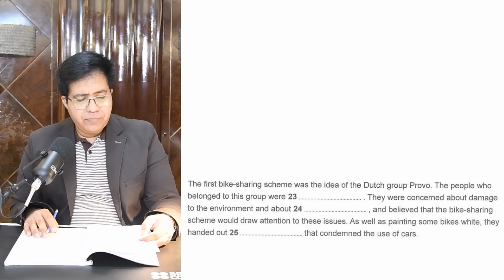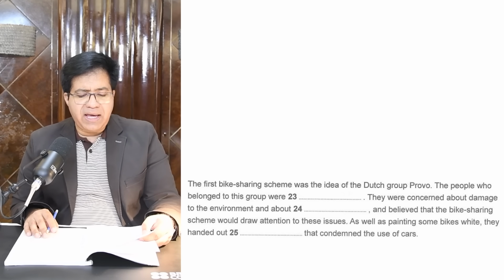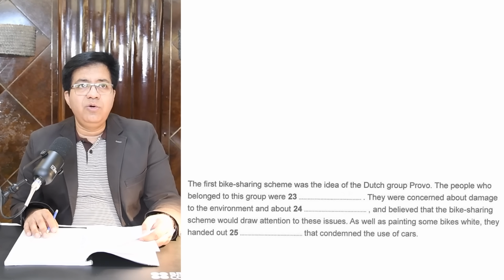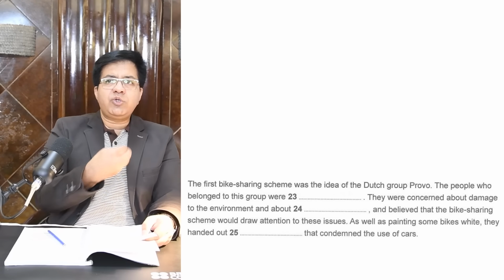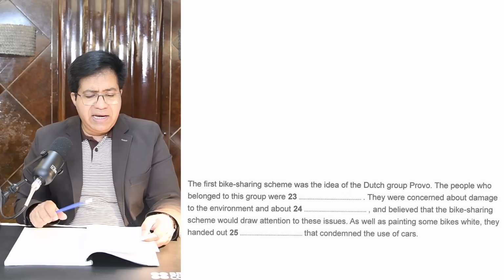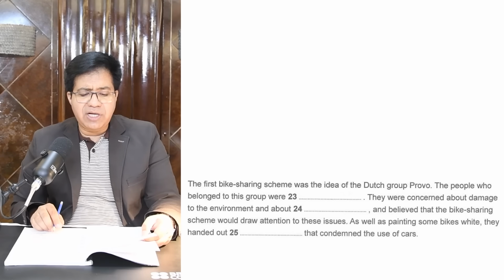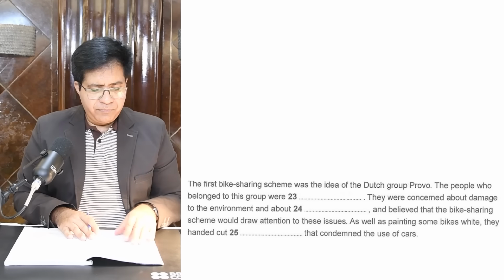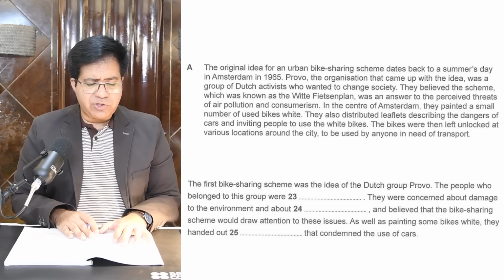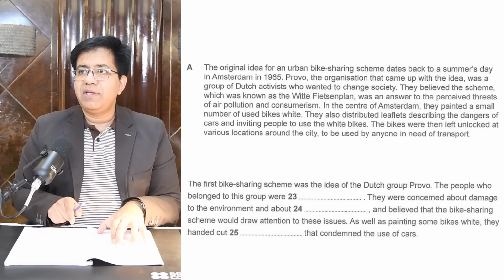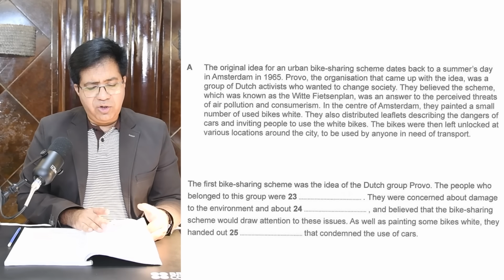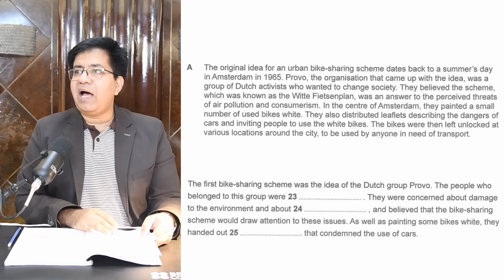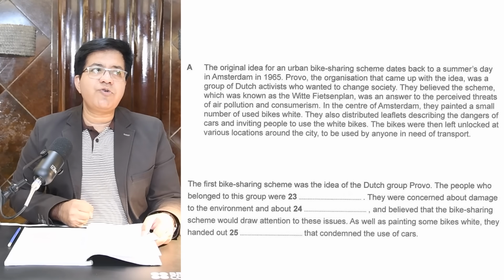Let's go on. I'm reading question number 25. As well as painting some bikes white. Now painting and white, this is our clue word. As well as painting some bikes white, they handed out. Handed out means to give away, to distribute. They handed out dash that condemned the use of cars. So we come back. Same paragraph, third last line after full stop. They also distributed. What did they distribute? Leaflets describing the dangers of cars. So what is the answer? Leaflets. Handed out. What is the word for handed out? Distributed.